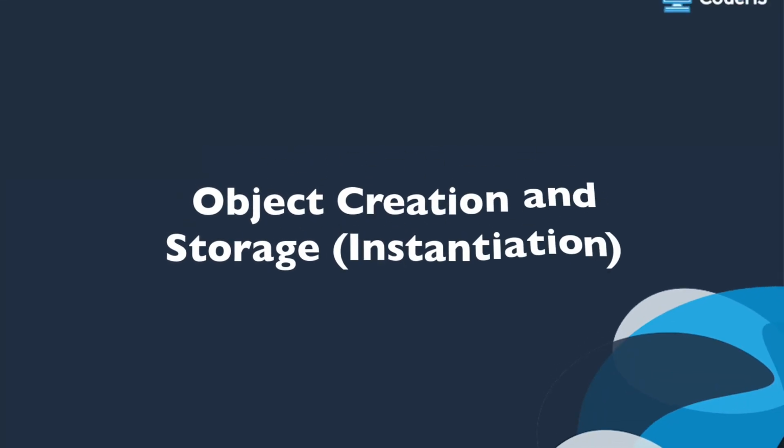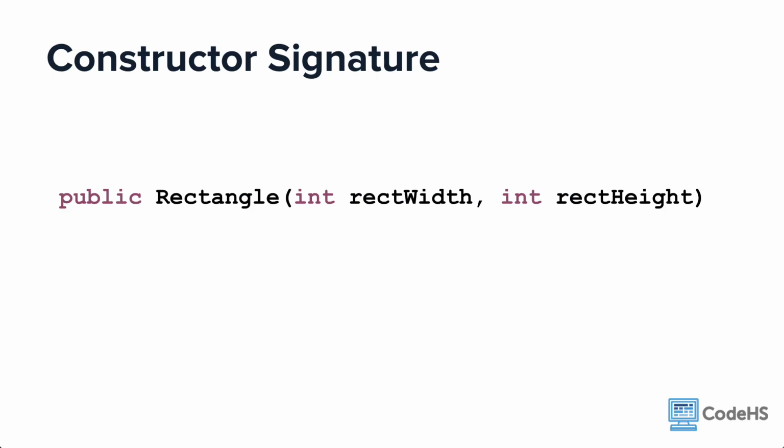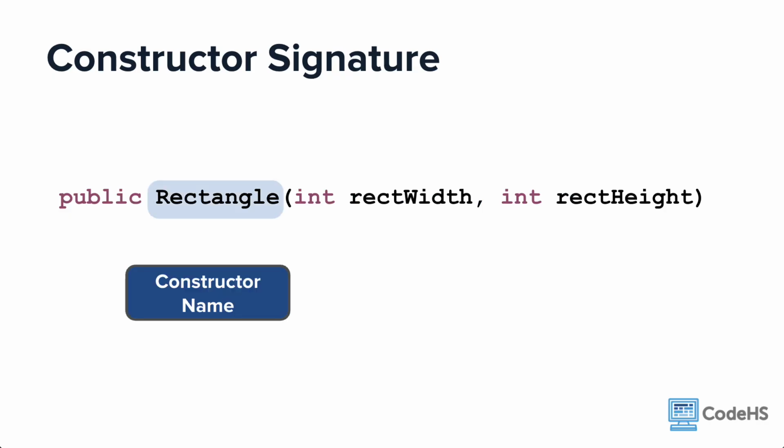Hi again. In this lesson, you'll continue to learn more about object creation and storage, also known as instantiation. Constructor signatures look a lot like method signatures. The first part is the name of the constructor. Unlike a method, which can have any name, the constructor's name must be identical to the class name. Class and constructor names typically start with a capital letter, which makes it easier to spot among methods that will start with a lowercase letter.